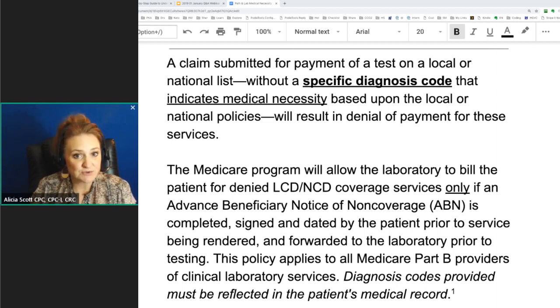So again, you need to know the disease process. You can't just pick a code. It has to be a specific diagnosis code that shows medical necessity, or it's not going to get paid.